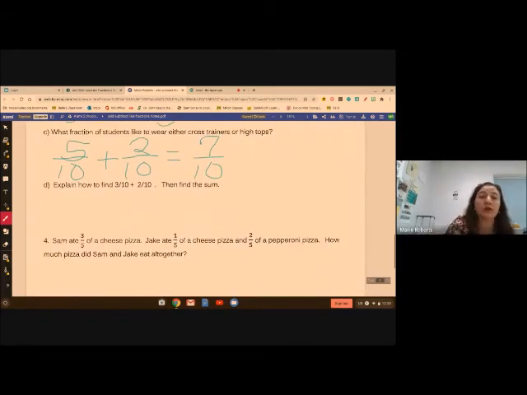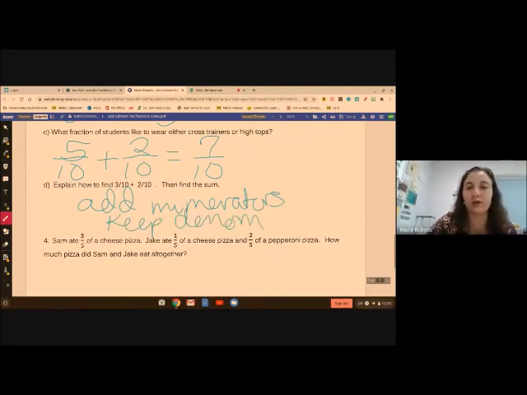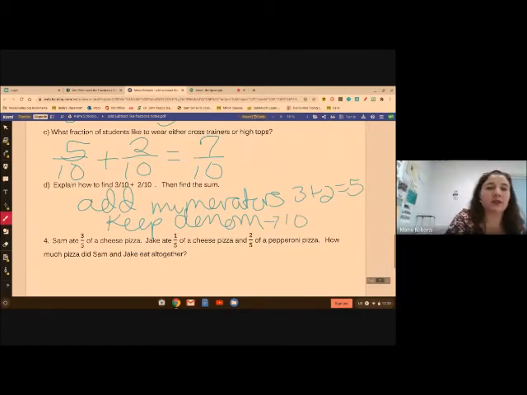And then you always have to know how to explain, even if I let you use a calculator. So you add the numerators and keep the denominators. So you do 3 and 2, which is 5, and the denominator is 10. So the answer is 5 out of 10. Okay.